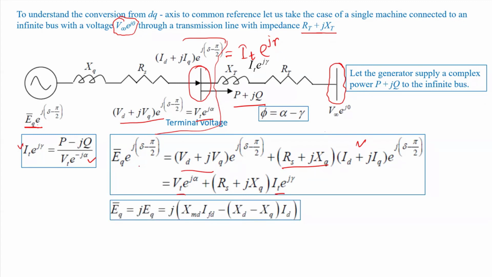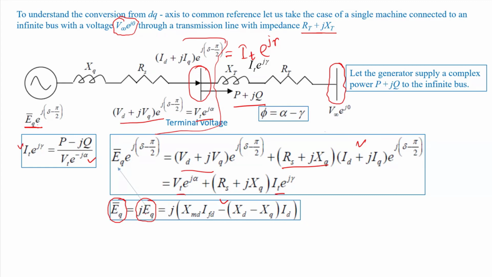So now if I just multiply by e to the power minus j of delta minus pi by 2 on both sides, I will get EQ, right? The EQ will be equal to jEQ, because it is in the dq axis, it is lying along the q axis, so therefore it is jEQ, that is equal to, obviously you know, jXMD IFD minus (XD minus XQ) IQ into ID, right?